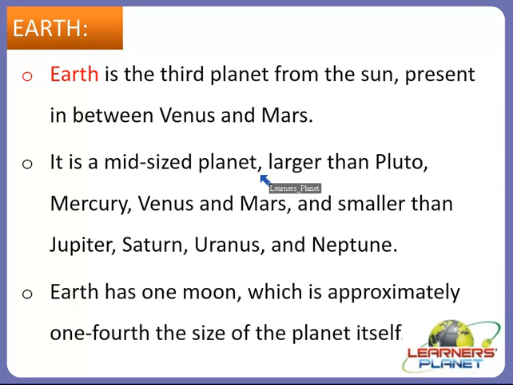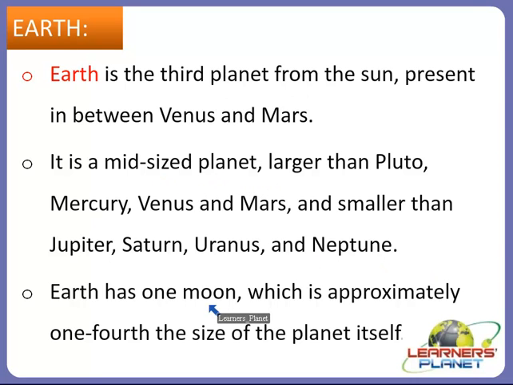It is a mid-sized planet. That means it is larger than Pluto, Mercury, Venus and Mars, and smaller than Jupiter, Saturn, Uranus and Neptune. So it is not as small as Pluto, Mercury, Venus and Mars, and it is not as large as Jupiter, Saturn, Uranus and Neptune, and that is why it is termed a mid-sized planet.